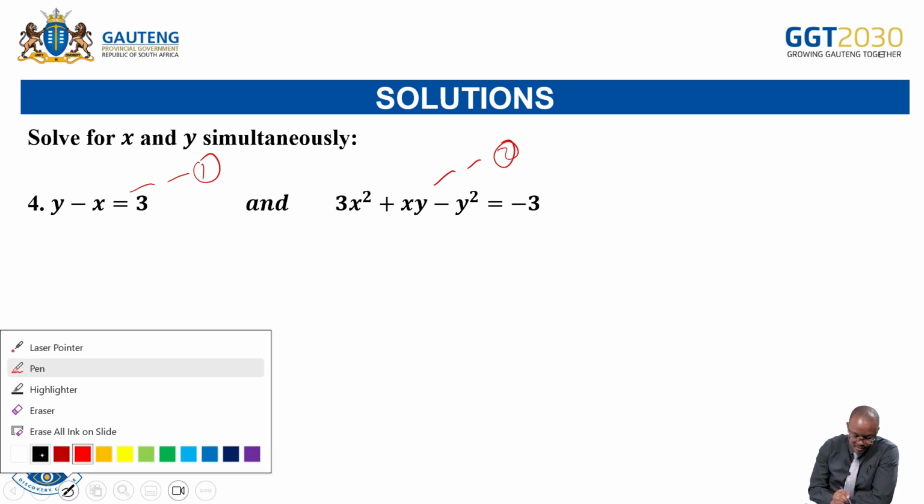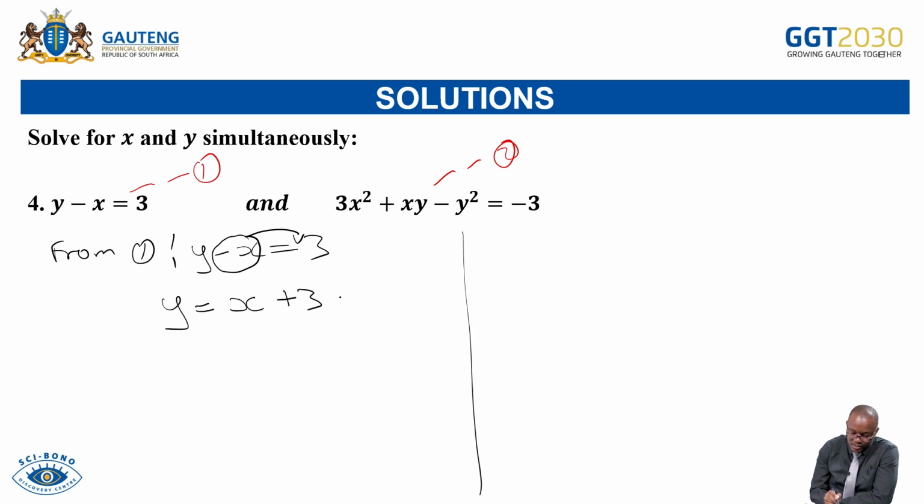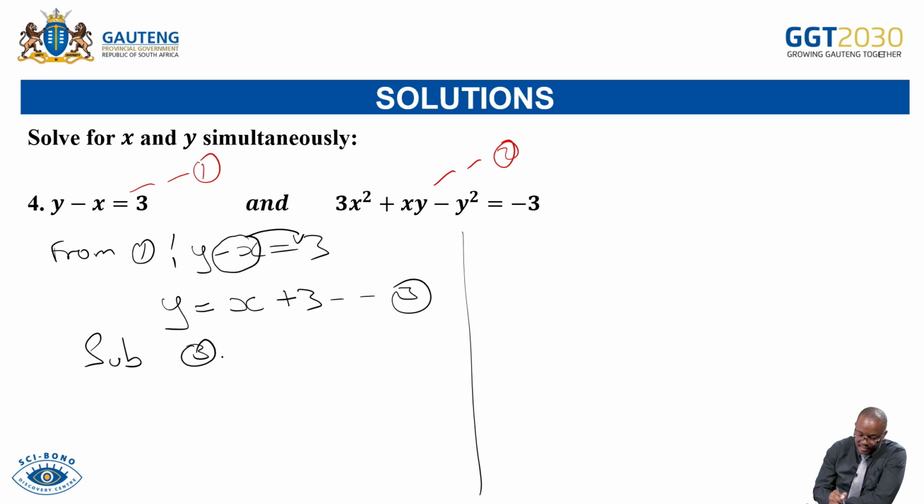We then say from equation 1, we have y minus x is equal to 3. Then as I take this one to the other side, we're going to have y is equal to x plus 3. Then we call this one equation number 3. Then now, what do we do? We're going to substitute equation 3 into equation 2.